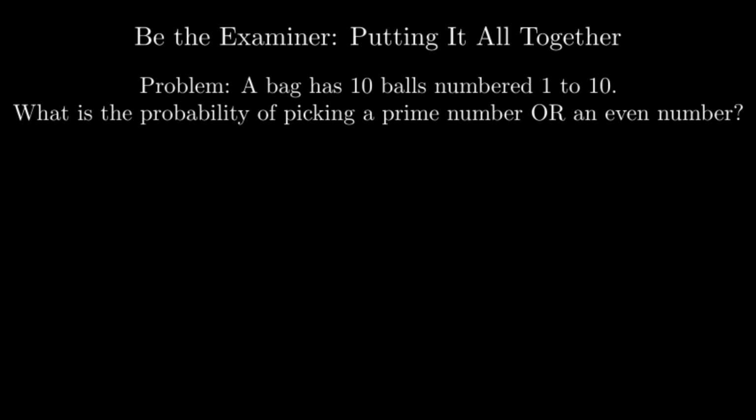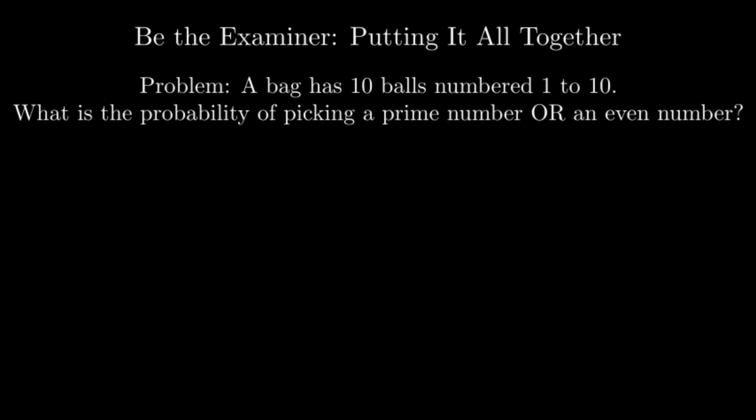All right, let's test our understanding with a problem that often trips students up. This will require us to choose the correct rule. A bag contains 10 balls, labeled 1 through 10. Hannah picks one at random. What is the probability she gets a prime number or an even number?